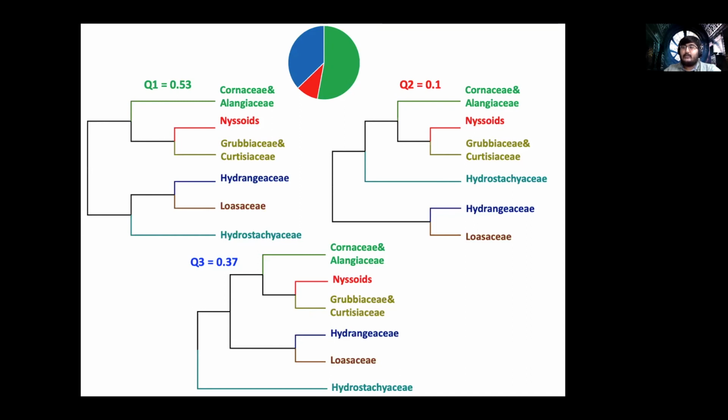The majority of gene trees support the placement of Hydrostachyaceae within the Cornales, but this 37% leads me to hypothesize that there may have been ancient reticulate evolution or ancient gene flow in the Hydrostachyaceae lineage with taxa outside of the Cornales.